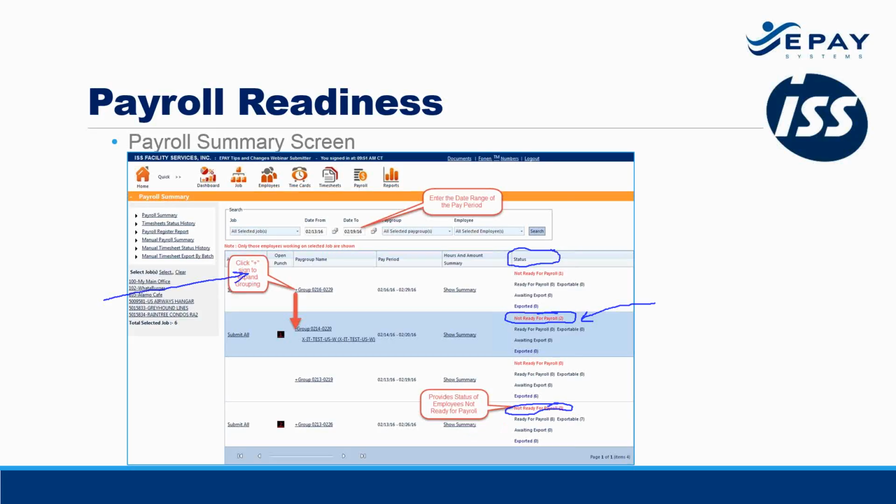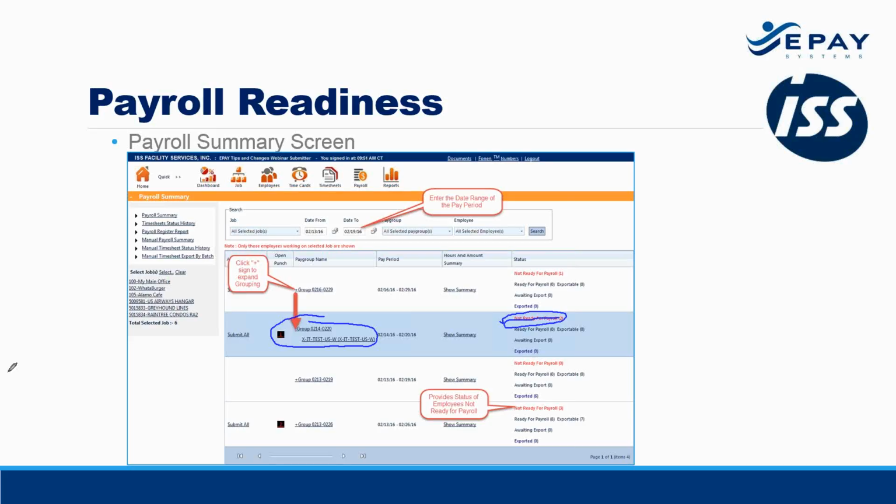So the first thing I'm going to do is come into the middle of the screen and expand my grouping here. You will see your pay group name. In this case, my pay group is X-IT-test, which is a test pay group I have set up in the system. Once I have that exposed, I can click on my pay group, and then I'll be able to click on my not ready for payroll link. That will allow me to see who those 2 employees are that are not ready for payroll.